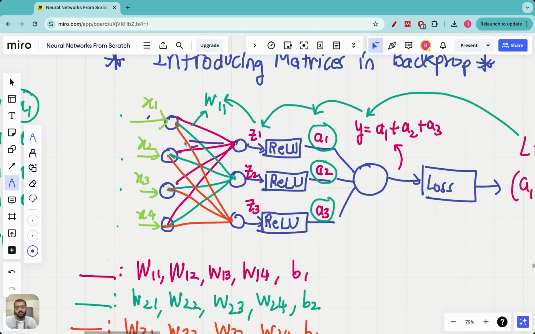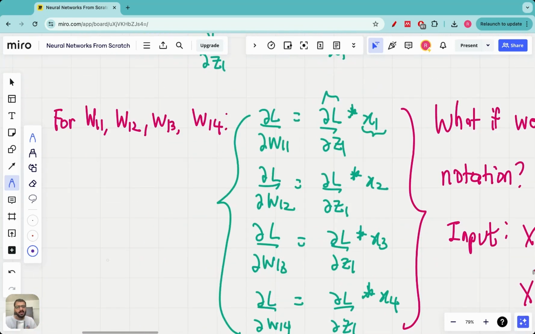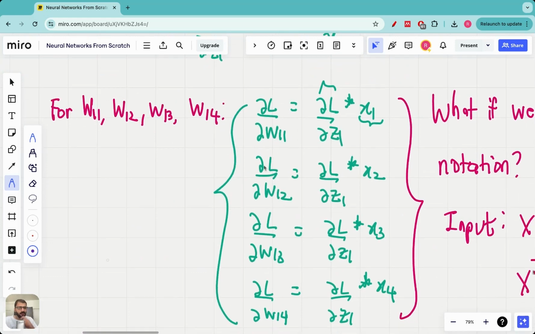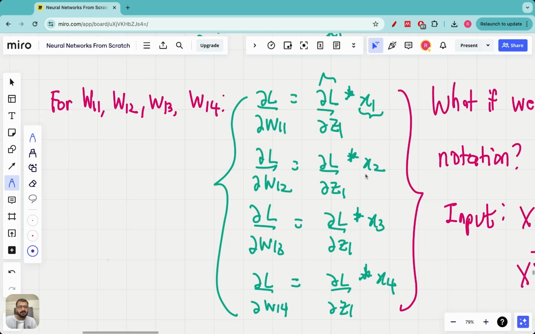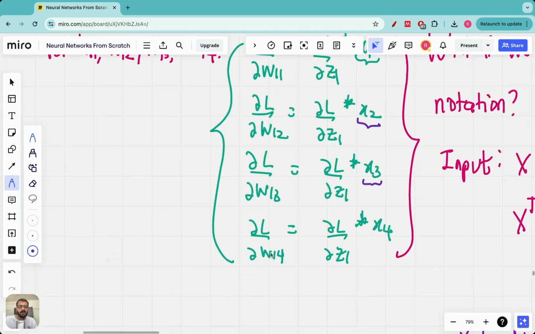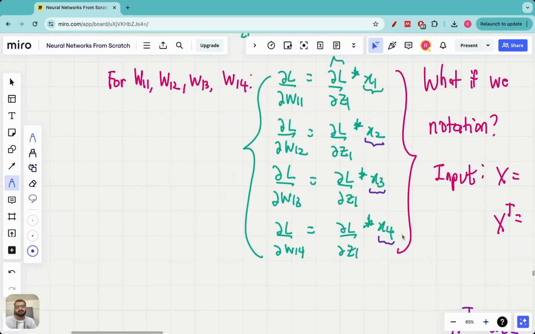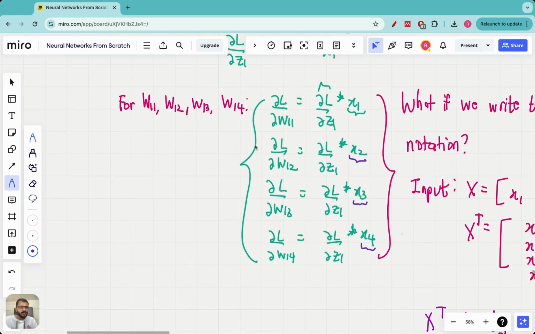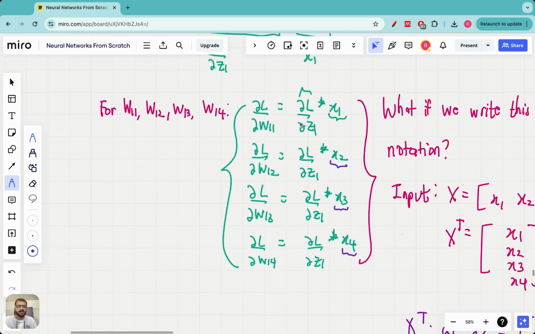For W12, which is this pink line, it will be multiplied by x2. For W13, it will be multiplied by x3. And for W14, it will be multiplied by x4. This is exactly what we have obtained over here. The partial derivative of loss with respect to W12 is the partial derivative of loss with respect to Z1 multiplied by x2. For W13, it's multiplied by x3, and for W14, it's multiplied by x4. So these are all the partial derivatives of the weights with respect to the first neuron, right?